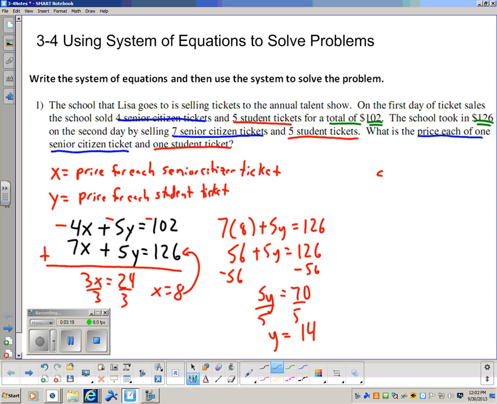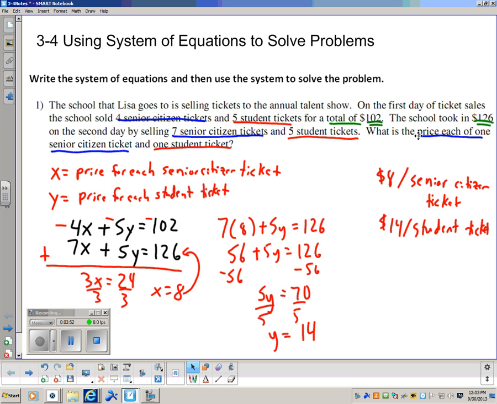So it's $8 per senior citizen ticket. I've got to answer the question. And my other one there, $14 per student ticket. So we answered that question. Let's go and try another one here.